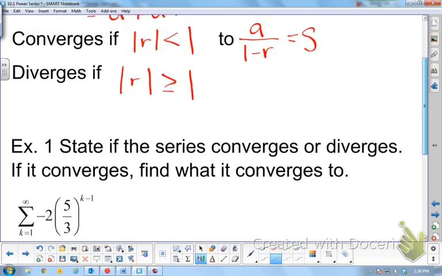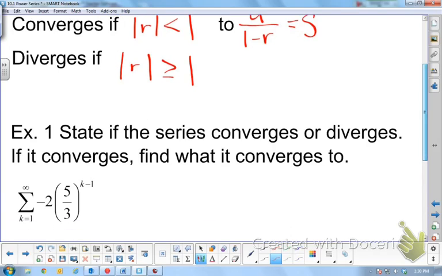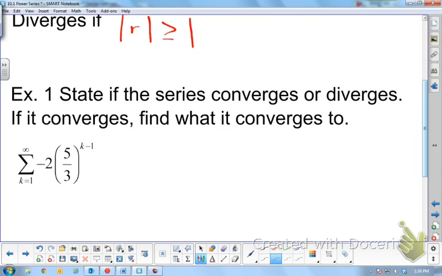So up here we said when a geometric series converges or when a geometric series diverges. What was that all based off of? R, that common ratio. So where is R located? It's in the parentheses. It is the number in the parentheses. So we just want to check, what is 5/3? Is it less than 1 or is it bigger than 1? And actually we need to check the absolute value of 5/3.